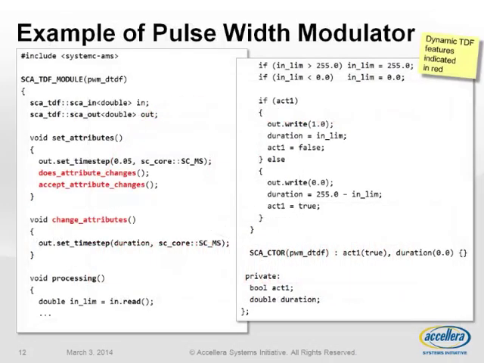This you can now quite easily achieve in your TDF models by first marking in the set attributes callback the model to accept attribute changes and that it will actively change attributes, and then do the changes of the attributes in the change attributes callback. In this case, with the time step, with a call to the set time step function, where you will say, okay, when will be the next activation after a certain duration? And this duration variable in this example is actually updated at each call of processing.